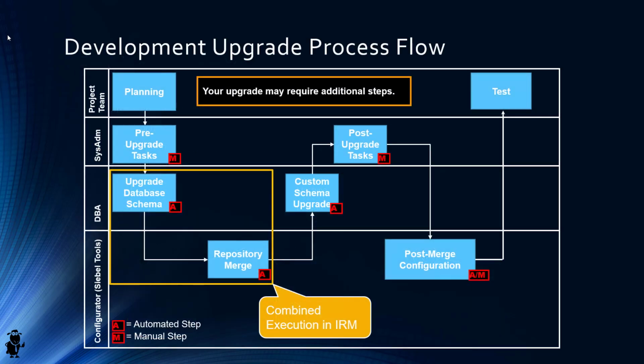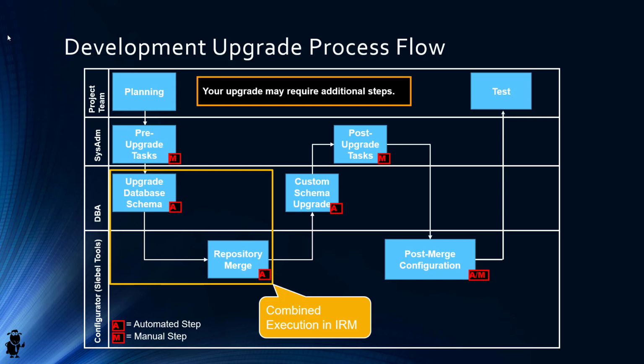This diagram shows us the flow of a development upgrade process. Please note that your upgrade may require additional steps or it may look different, but this is a usual scenario where you start with a planning phase where you plan the steps ahead, as we just discussed: which environments, which databases to copy, which parameters to deploy. And the system administrator, or DBA, runs some pre-upgrade tasks against the copy of the development database, for example.